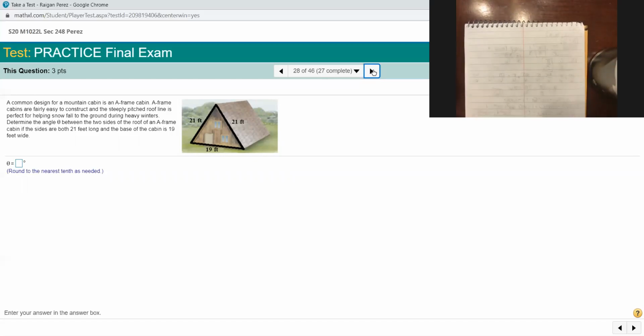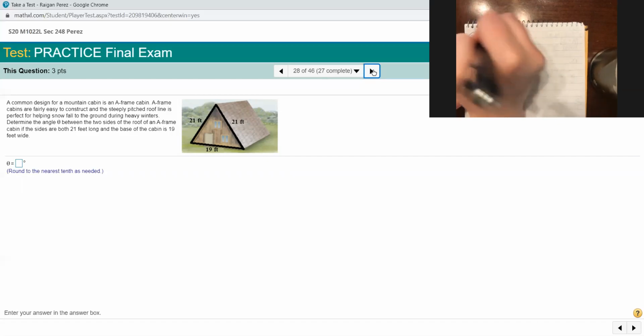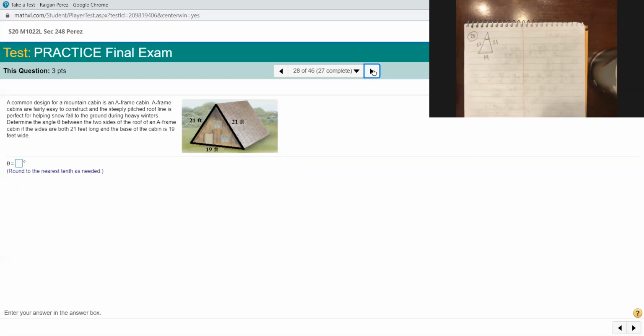All right, it wants us to find the angle between the two sides of the roof of the A-frame. So 28, it's wanting us to find this angle right here. I know this is 21 feet, this is 21 feet, and this is 19 feet. Okay, so we're looking for this angle up here.